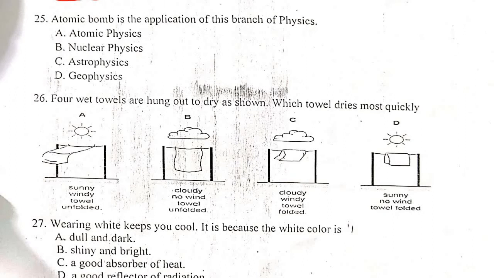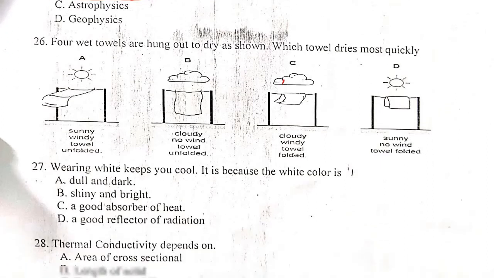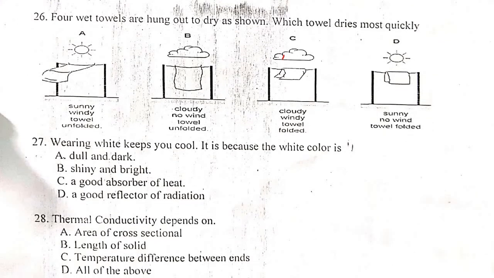An atomic bomb is the application of which branch of physics? So the correct answer is nuclear physics, option B. Then we have question number 26. Four wet towels are hung out to dry as shown, which towel dries most quickly? So we know that the process involved here is evaporation, and we know that the rate of evaporation increases with the sunny day when there is high temperature, the windy, and the towel is unfolded, that increases the surface area. So in this way, option A is the right answer.